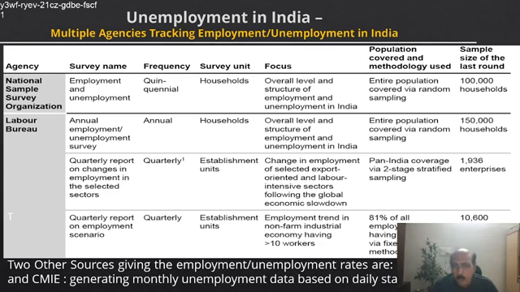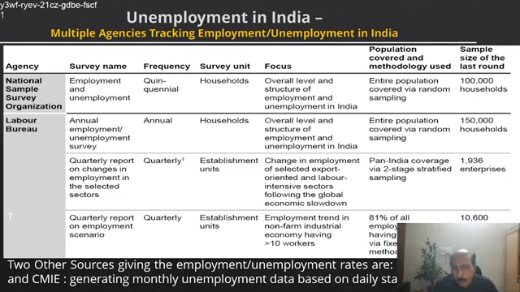Therefore, the other source, which is very reliable, but the source is private, not the government, is the Center for Monitoring India's Economy. This is a private organization, but generates very frequent data. Monthly data they generate on open unemployment. Every month they publish the figure indicating the percentage unemployment both in the rural areas, urban areas, among the male, among the female, among the total.